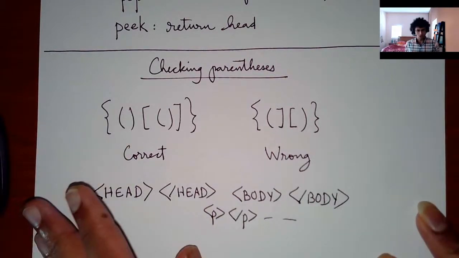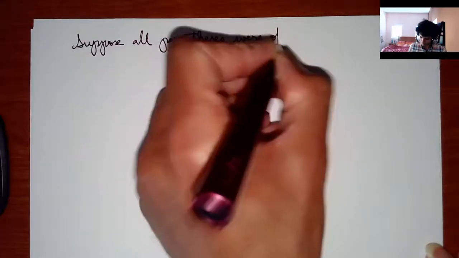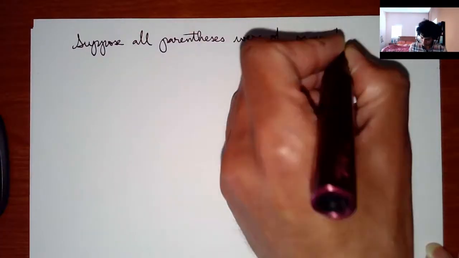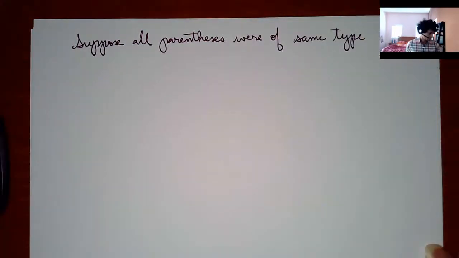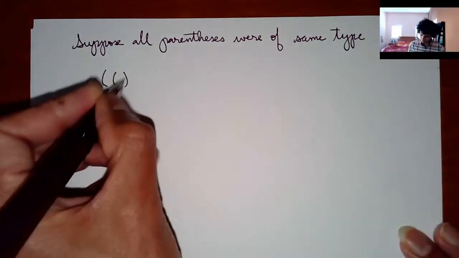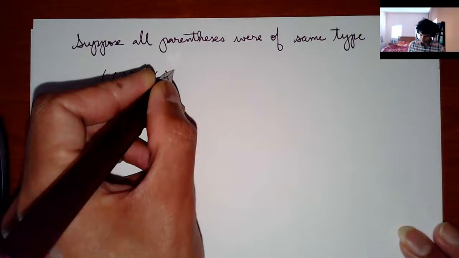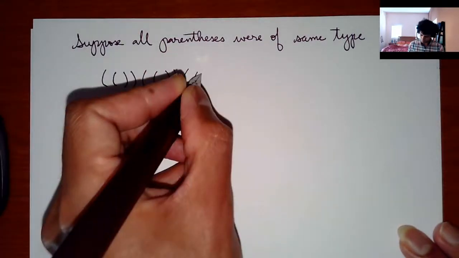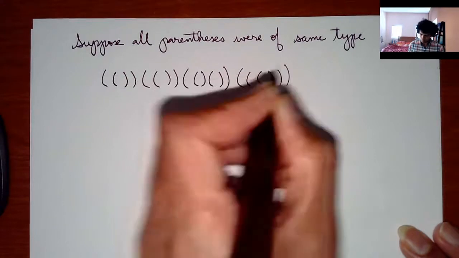Let's start with a really simple algorithm. Suppose all parentheses were of the same type. So you just have this, and you have maybe so on and so forth.